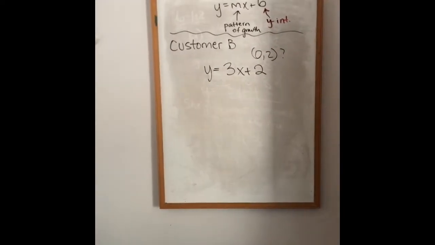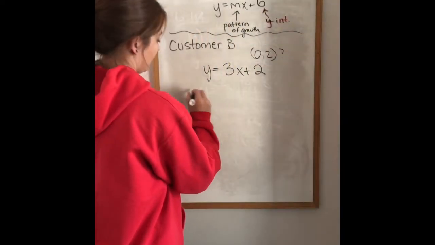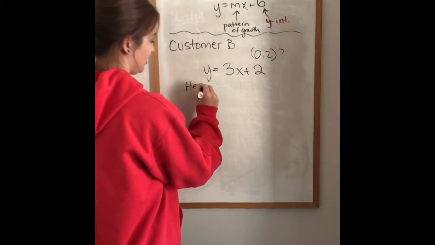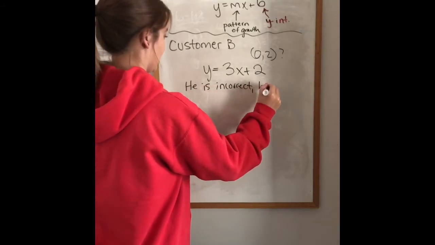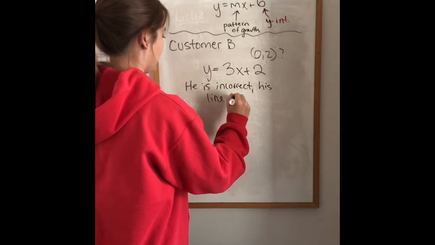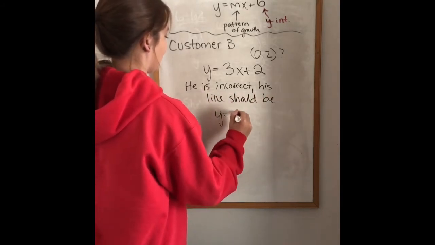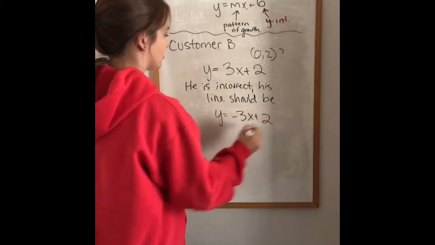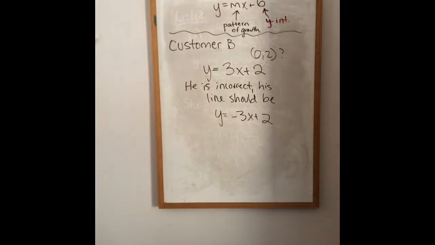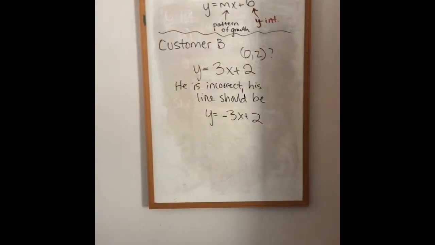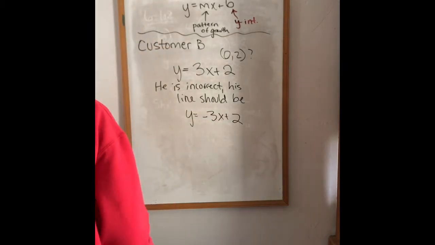Okay, so customer B needed to order, so he is incorrect. His line should be y equals negative 3x plus 2. So he was off just a little bit. And that's okay because we're here to help him. All right, customer C.